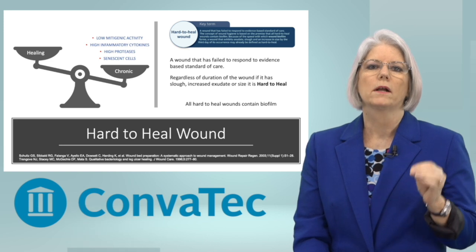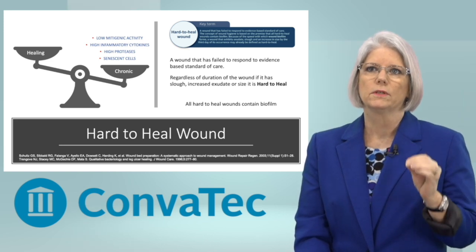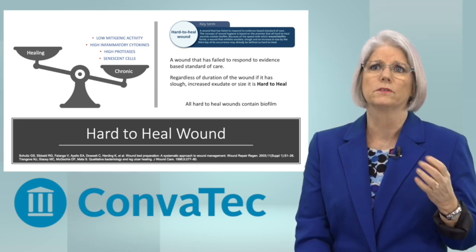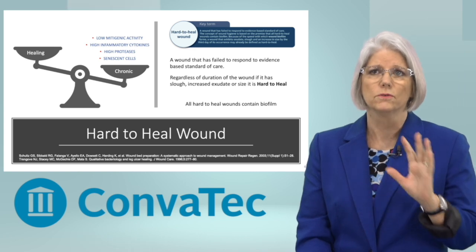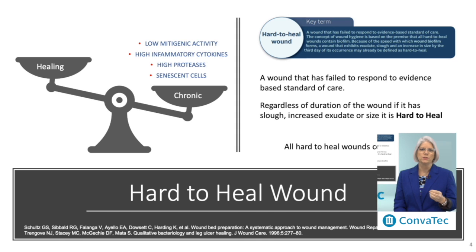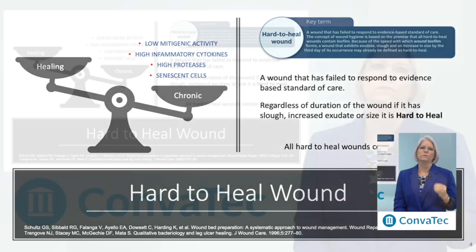The whole document talks about hard-to-heal wounds, and this is a definition provided in the document. It's a wound that has failed to respond to evidence-based standard of care, so your normal care, regardless of the wound duration. So if it has slough, increased exudate, or increased size, then it's hard to heal. And all hard-to-heal wounds contain biofilm. As previously explained in the webinars before this, the wound is in imbalance. So we have to be proactive, and that is why wound hygiene is so important if you have a wound that is failing to heal.